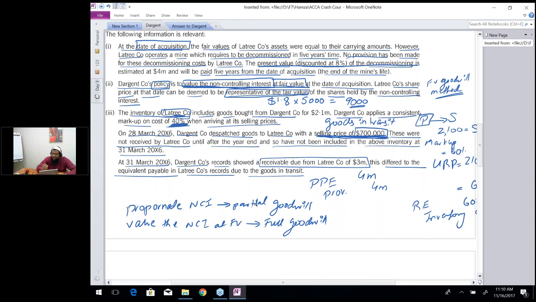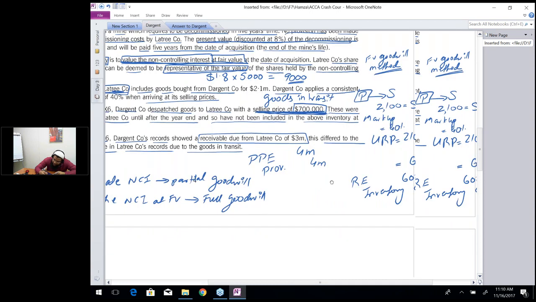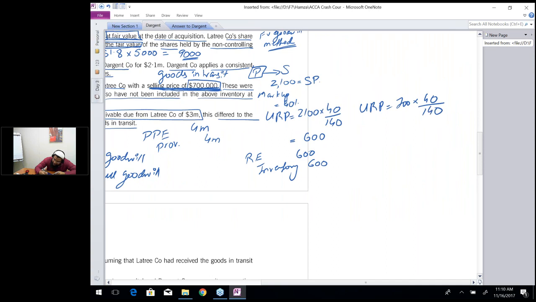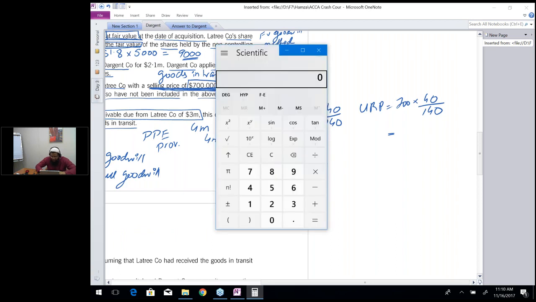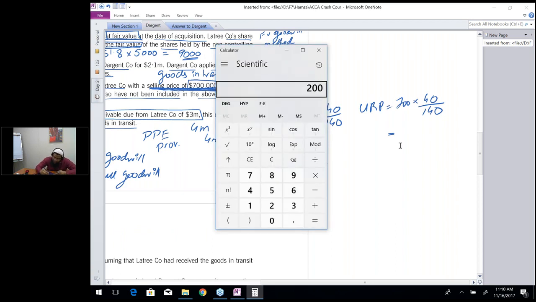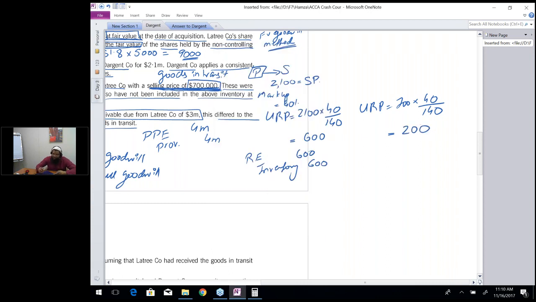Again, we are going to use a 40% markup. So we have already used 40% of the markup. So I can again say the unrealized profit is going to be 700 into 40 divided by 140. So the answer is going to be 200. So the unrealized profit is 200 and the entry is going to be the same: inventory credit, retained earnings debit, this time by 200. So the entry is the same, retained earnings debit, inventory credit by 200 and by 600.